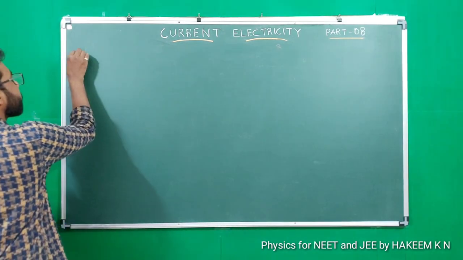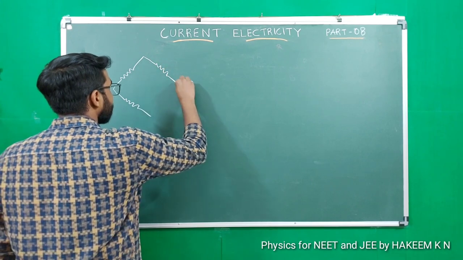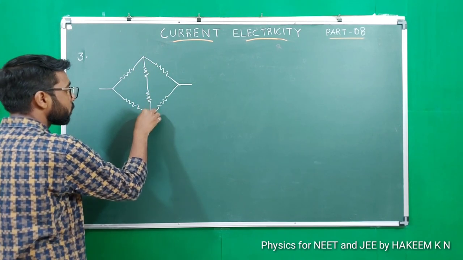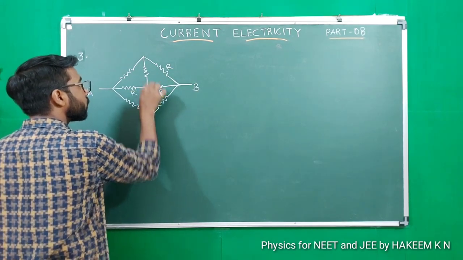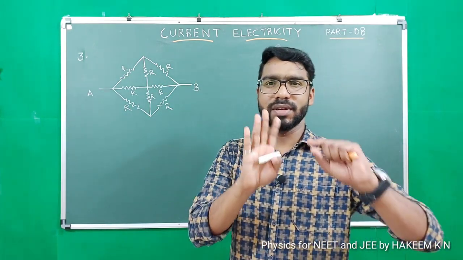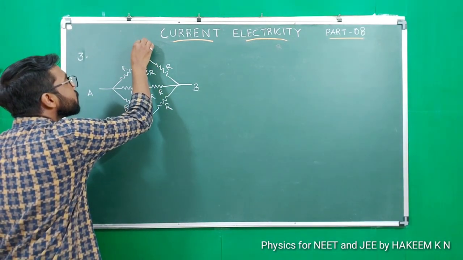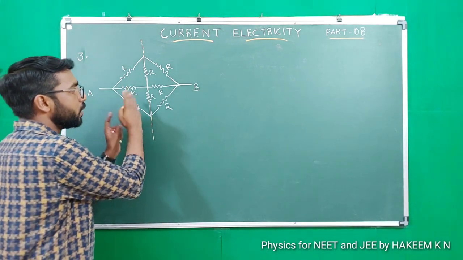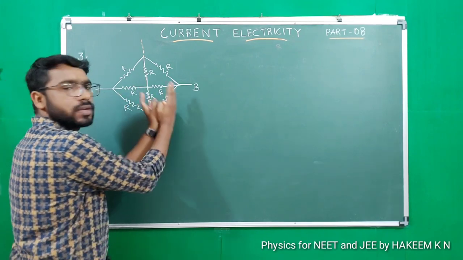Okay, question number 3. This is the third question. Find the effective resistance between A and B. Okay, just pause the video and try to solve. Here also we can apply mirror symmetry, assuming a plane perpendicular to AB, the mirror image of the LHS is at the RHS.